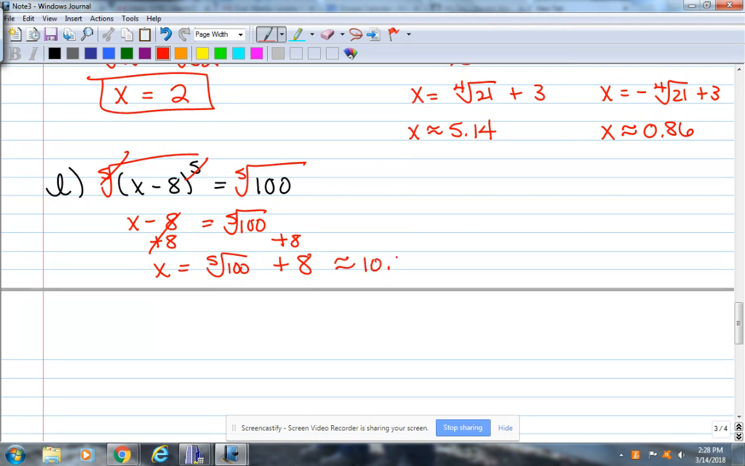Approximately 10.51. Very good. So you can type it straight in, or you can go ahead and enter and then put +8. So that is the end of section 6.1.